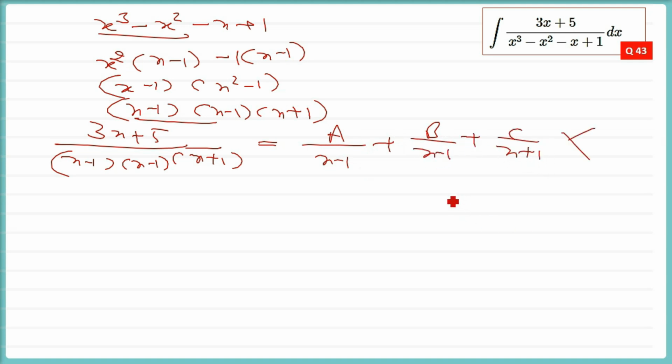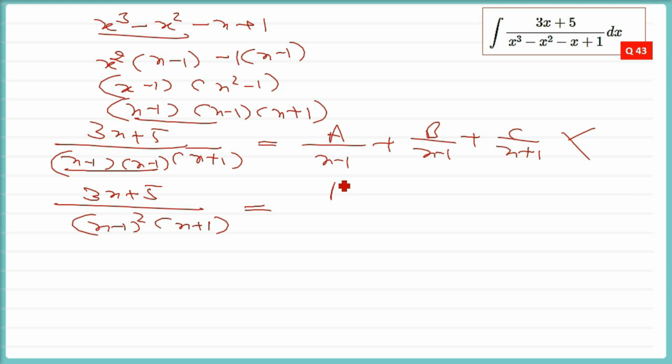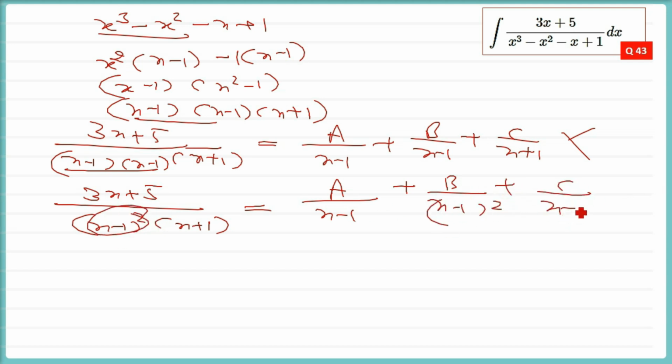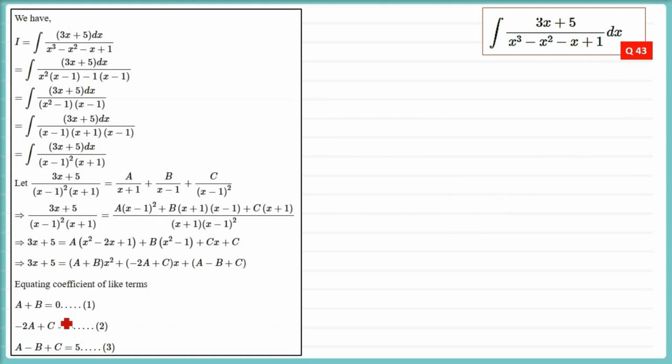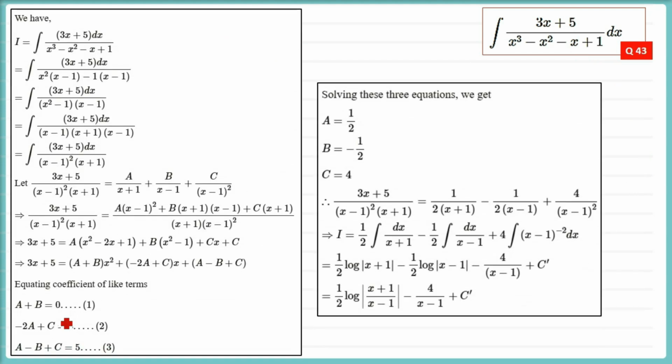Now this is wrong. This is not a good approach. You have to assume this x minus 1 as x minus 1 whole square. 3x plus 5 divided by x minus 1 whole square and x plus 1 will be written, and then finally it will be written as a divided by x minus 1. Then we have b divided by x minus 1 whole square. So this is how you have to write, and then c divided by x plus 1. This question can be easily disintegrated into partial fractions like this. So this you can do easily, I hope, and if you have any problem, just have a look here and revisit.